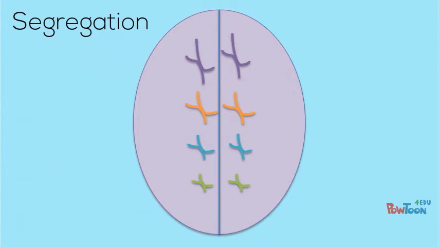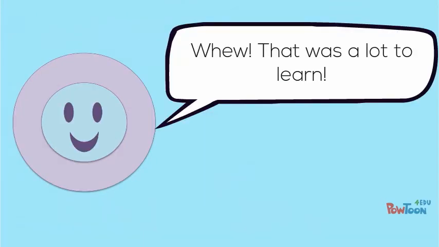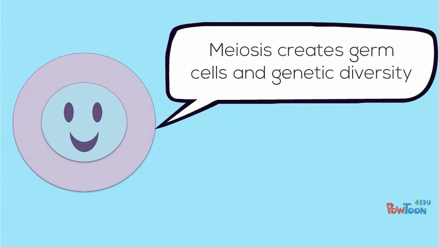Finally, segregation is just the separation of the pairs of homologous chromosomes. It means that each pair gets split up so the cells end up with half the pair. Whoa, that was a lot to learn about, so let's review. You learned that meiosis creates germ cells and helps create genetic diversity through 3 different processes.